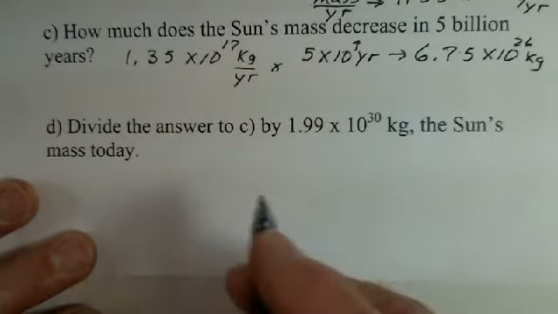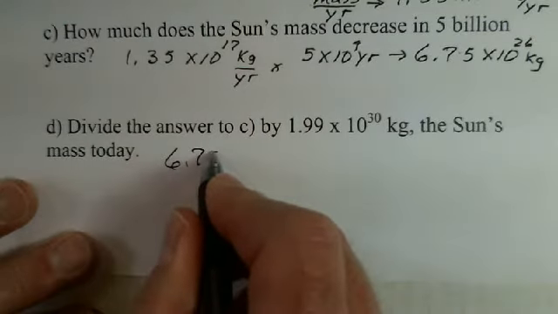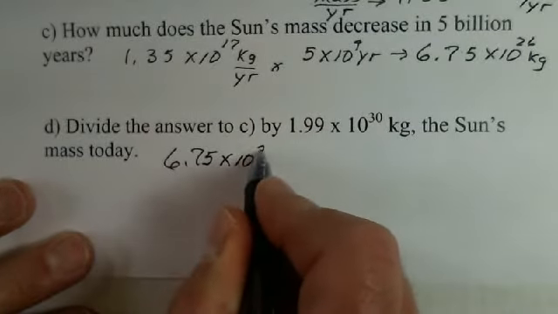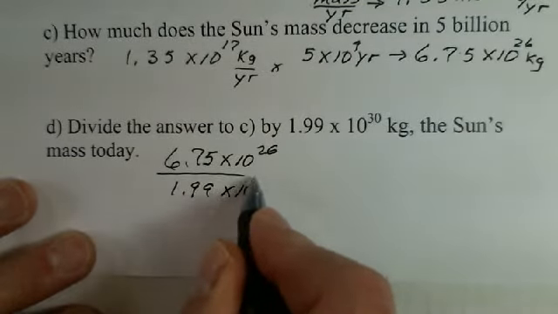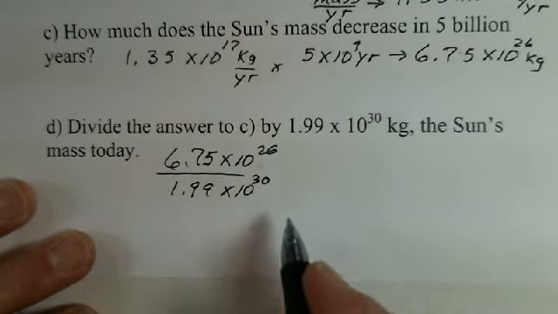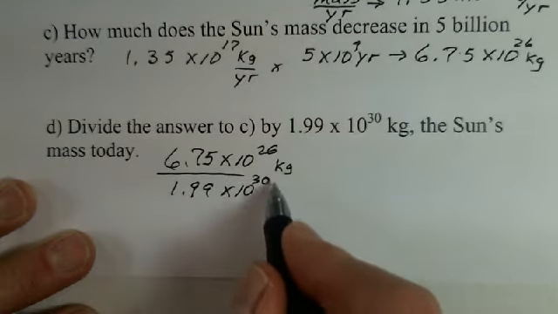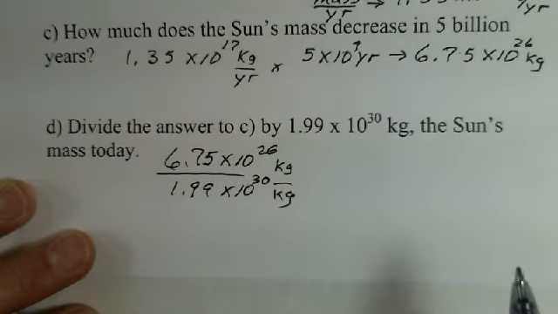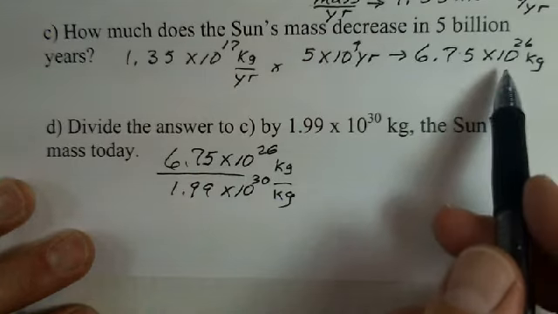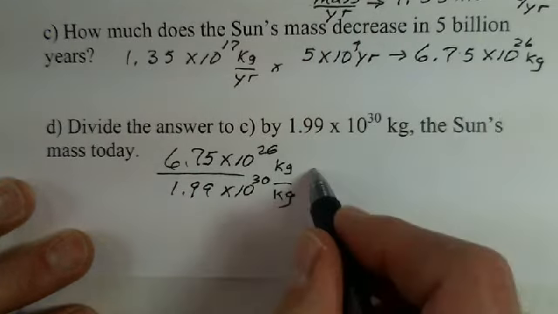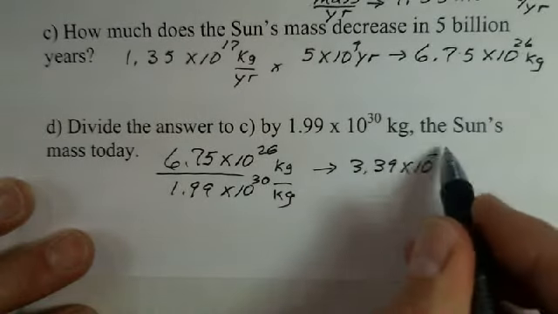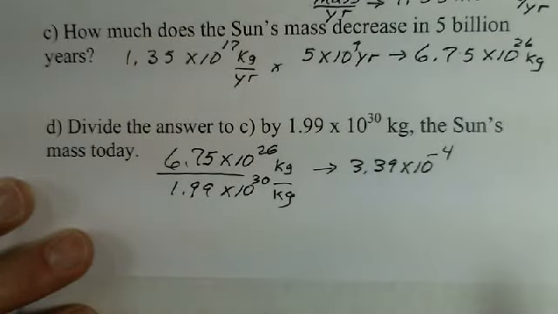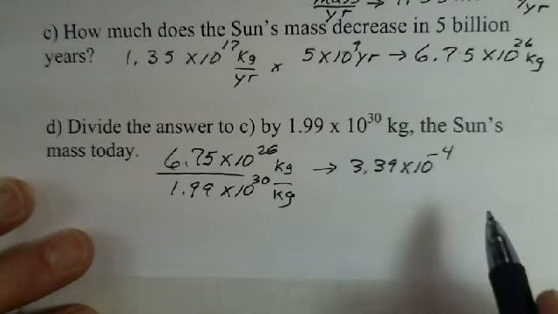But let's go ahead and do the division. 6.75 times 10 to the 26 over 1.99 times 10 to the 30th kilograms. Both of these are kilograms. So we're just getting a comparison of how this mass compares to the total mass of the sun. And what we find is 3.39 times 10 to the minus 4. It's not a large fraction of the total mass of the sun.